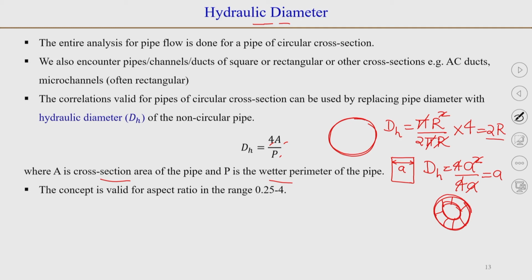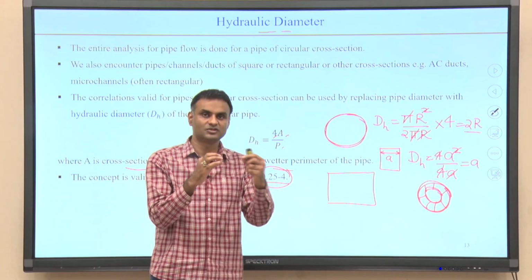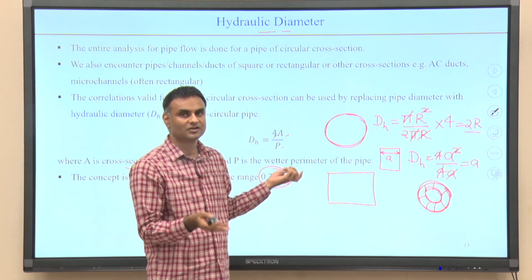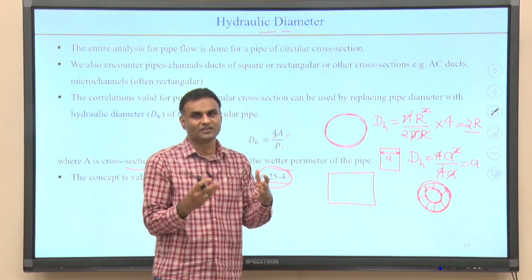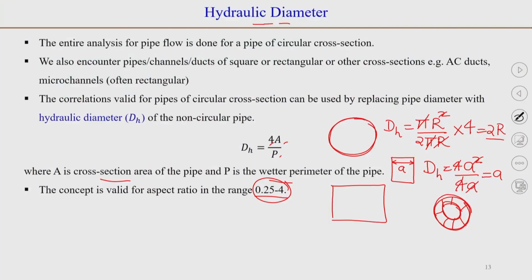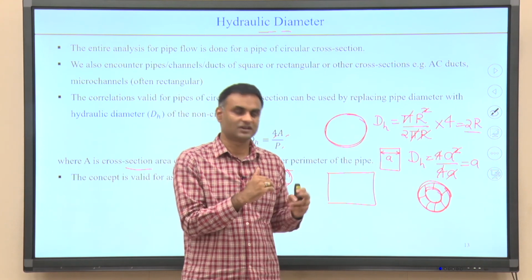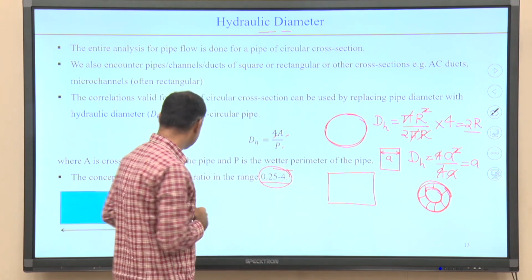Okay. And this concept is valid when you have the aspect ratio within a limit. So, if you talk about, say, a rectangular channel, the aspect ratio is between 0.25 to 4. So, the ratio of one dimension to another. So, you could well say that it is 1 to 4, and the other way it will be 1 to 0.25. So, in either case, it is valid until the ratio of the larger and the smaller dimension is 4, then we can use these concepts.